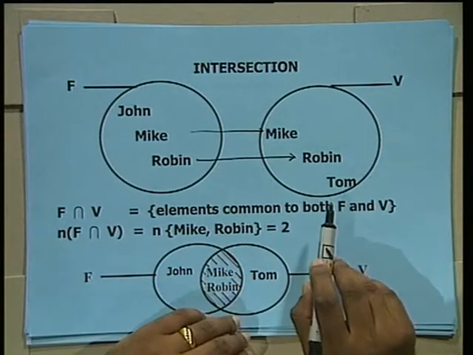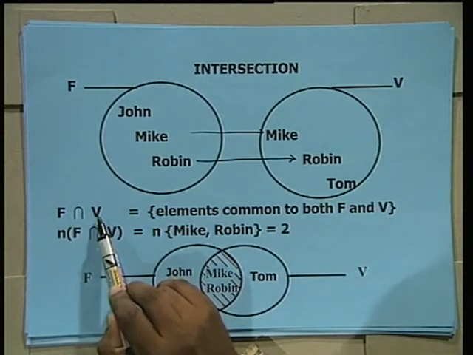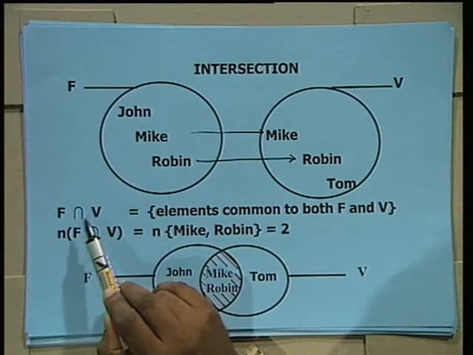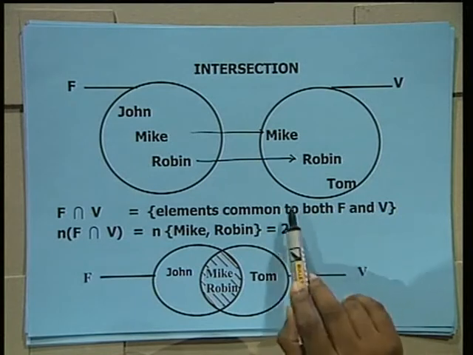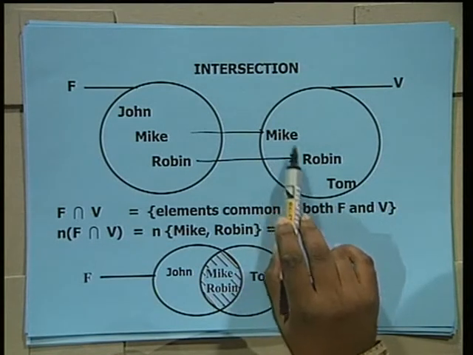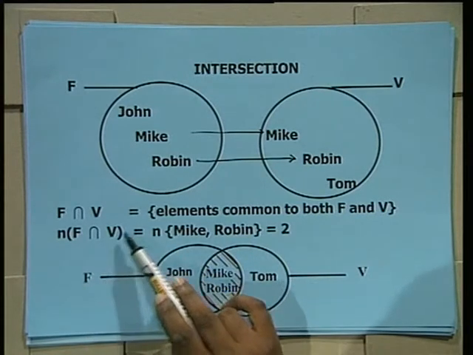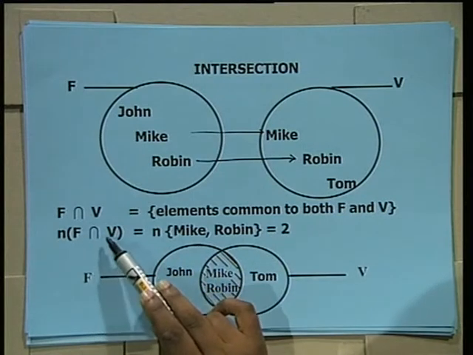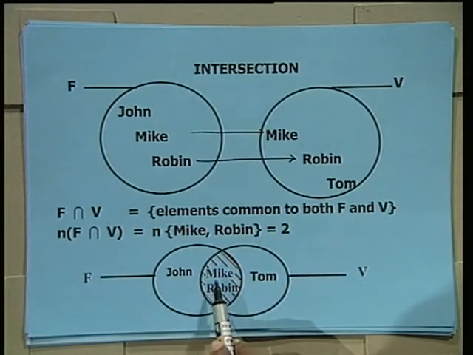And we are going to write it in a new set. All common elements are written in a new set called F intersection V. So the set F intersection V, this is the symbol for intersection, consists of elements common to both F and V. And here we find that there are only 2 elements. They are Mike and Robin. The cardinal number, therefore, of the set F intersection V is 2, because the set F intersection V consists of 2 elements only. On the Venn diagram, we can also represent the two sets and the set F intersection V as follows. We have shaded the region representing F intersection V for you.